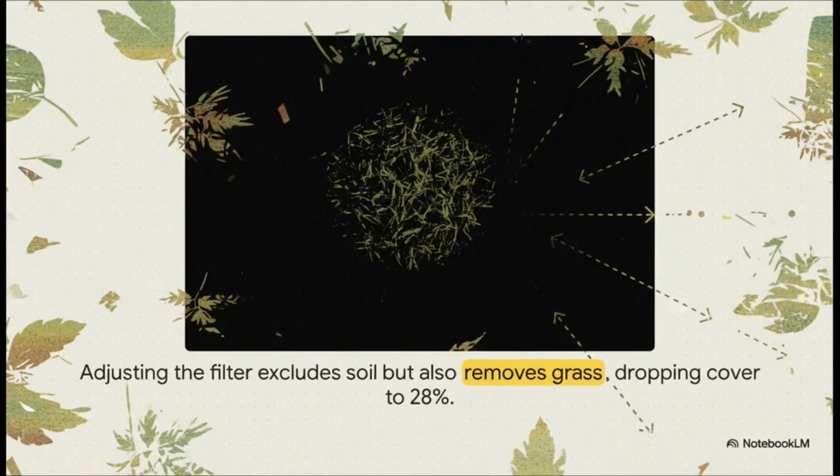And this is what happens when we try to fix it the simple way. We make the filter stricter to try and exclude that soil, but look, we've also thrown out a massive chunk of the actual grass in the process. Our reading just plummeted from 53% down to 28%.